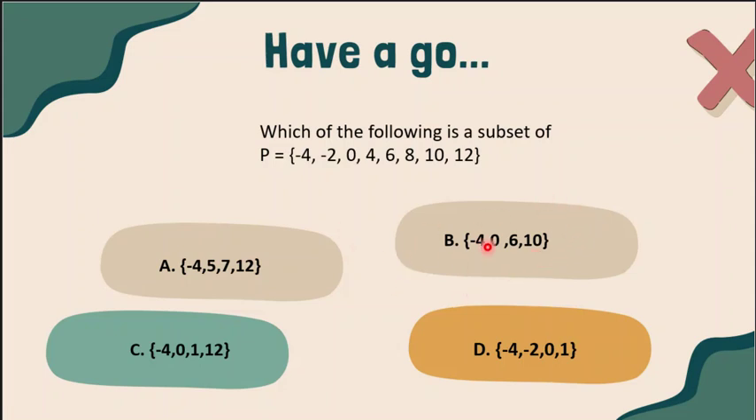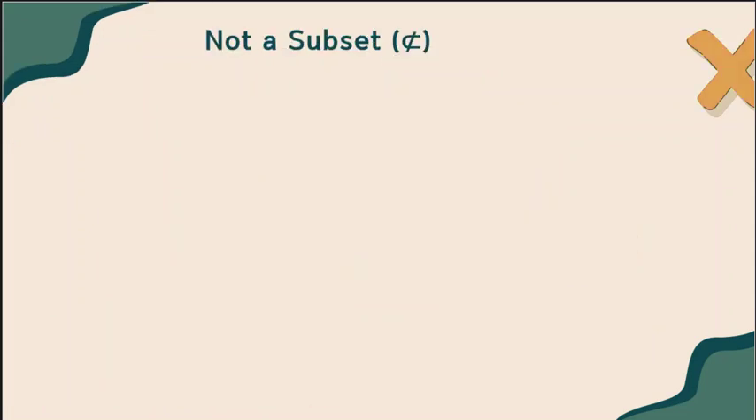But let's look at other options and see whether we find another one. When we come to set C, we see that it has 1, which does not exist in set P. So this does not qualify as a subset of P. A similar thing happens with set D, which has 1, and that does not exist in set P. So we can see that only B is a subset of P. And so B qualifies as the answer to the question.